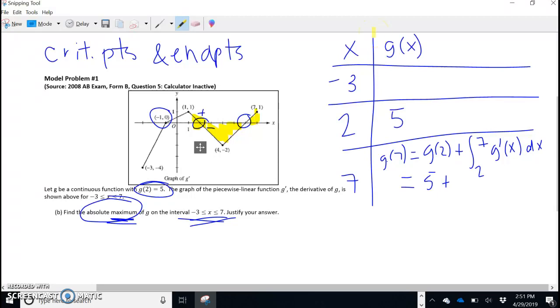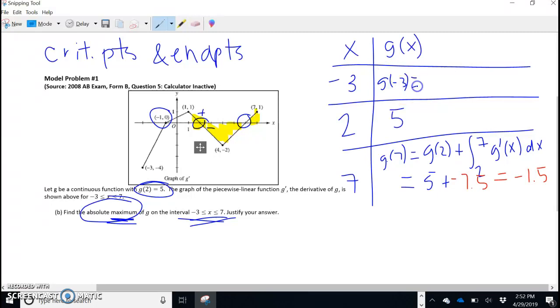Okay, so the value that I got for that is negative 7.5. The reason that's negative is because more area is under the axis than above. I do a little bit of mental math, and it looks like the function value at 7 is negative 1.5. We're going to do the same thing up here at g of negative 3.